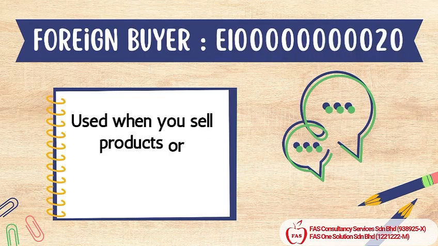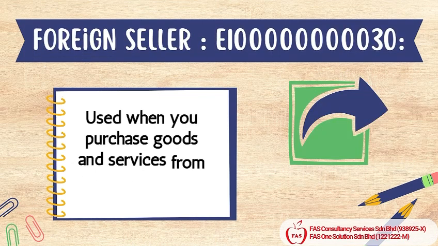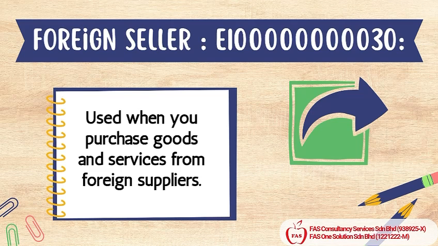Foreign buyer EI 9020. Used when you sell products or services to foreign buyers. Foreign seller EI 9030. Used when you purchase goods and services from foreign suppliers.